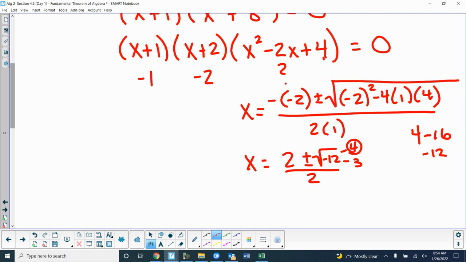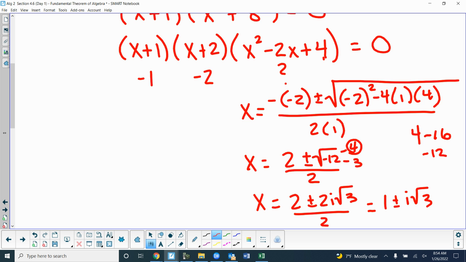The 2, and since it's negative, what else? The i. So this is 2 plus or minus 2i radical 3 over 2. So since all those are 2's, I can turn them all into what? 1's, right? So this would be 1 plus or minus i times the square root of 3. Those are the other 2: 1 plus i radical 3 and 1 minus i radical 3.